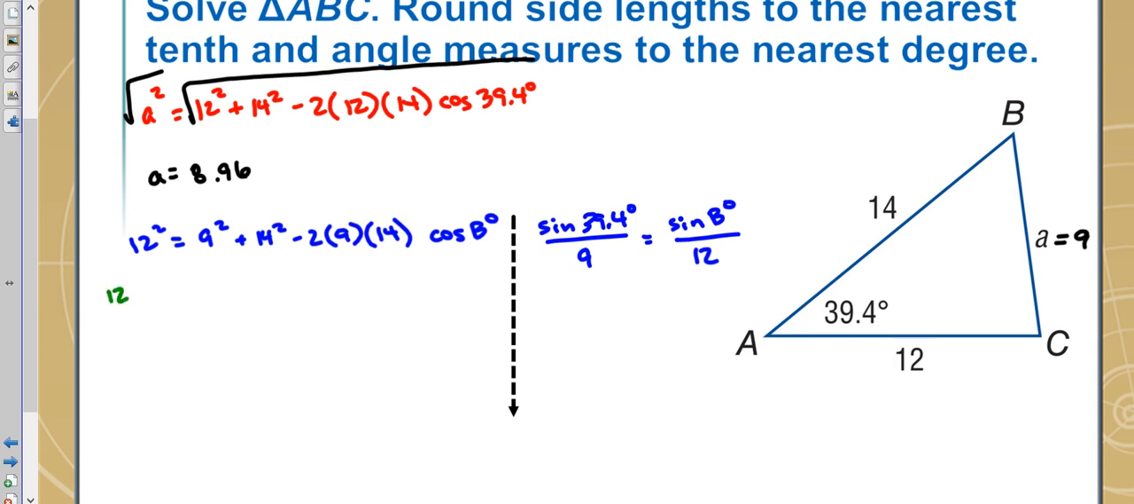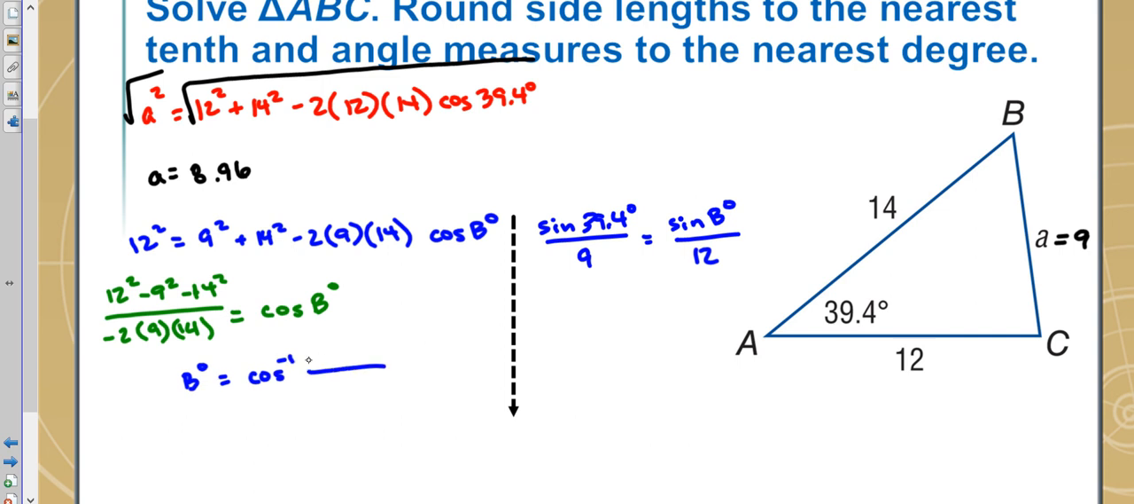What I would end up typing in my calculator is 12 squared minus 9 squared minus 14 squared, divided by, because you'd subtract those first and then divide by this, negative 2 times 9 times 14. That would equal cos of B. And so we would just take the inverse of this. So to get B by itself, B would equal the cos inverse of that fraction, 12 squared minus 9 squared minus 14 squared, all over negative 2 times 9 times 14.